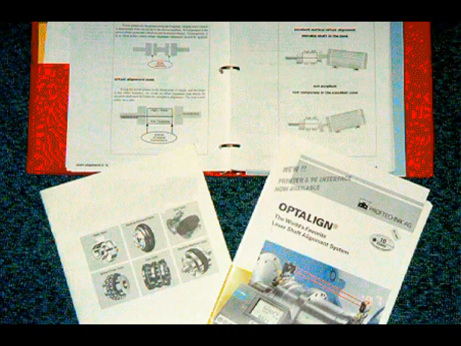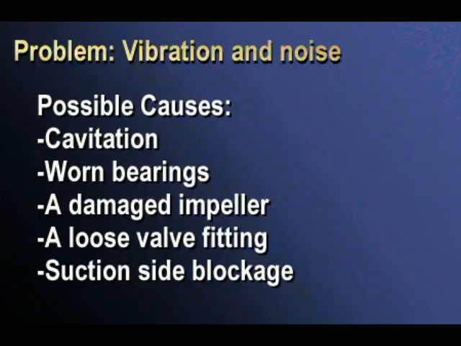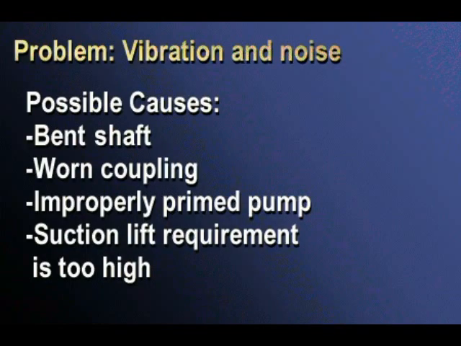Problem: vibration and noise. Possible causes: shaft misalignment, an unstable pump base. Material in the pump is causing an imbalance. Cavitation, worn bearings, a damaged impeller is causing imbalance. There is a loose valve fitting in the line. There is a blockage in the suction side. The shaft is bent. A coupling is worn or damaged. The pump is not properly primed. The suction lift is too high.